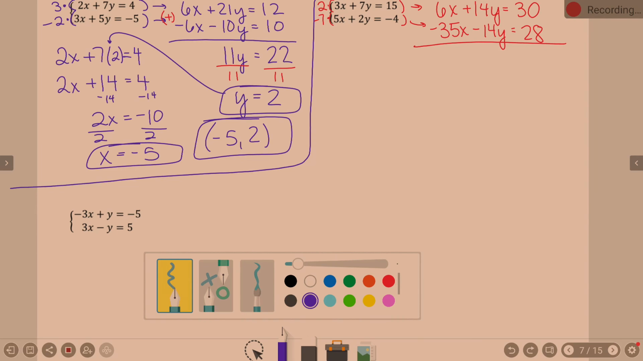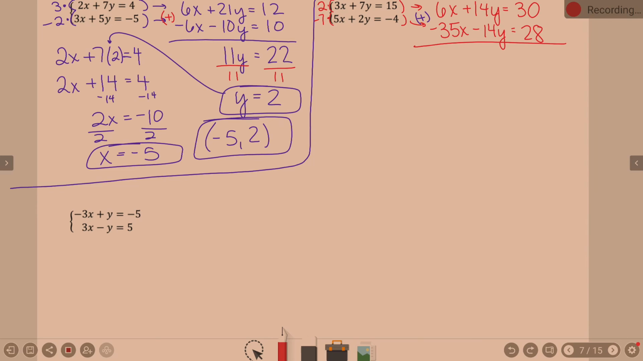My 14y's have opposite signs, so I'm going to add. What is 6x plus negative 35x? Negative 29x. Looks a little scary because that's not a normal number, but give it a chance. 14y plus negative 14y, 0. Carry my equals down. 30 plus 28, 58. Does it work? Yes. Divide by negative 29, and we have an answer. What is 58 divided by negative 29? Negative 2.